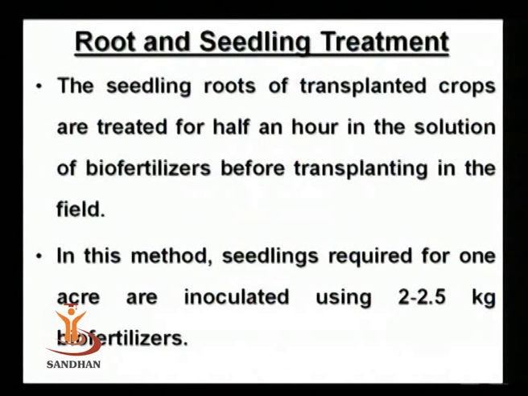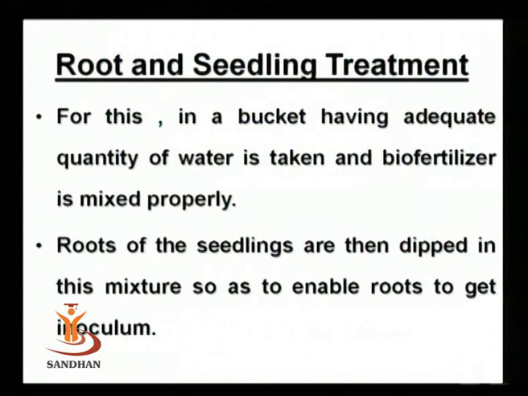In that case, the roots of seedlings of transplanted crops are treated for half an hour in the solution of biofertilizers before transplanting in the field. In this method, seedlings required for 1 acre are inoculated using 2 to 2.5 kilogram of biofertilizers. For this, in a bucket, an adequate quantity of water is taken and biofertilizer is mixed properly. First we prepare a proper solution of biofertilizer, and then the roots of the seedlings are dipped in this mixture so as to enable the roots to get inoculum. Whenever we go for plantation, it is now rich in biofertilizer and it will give us the best result.